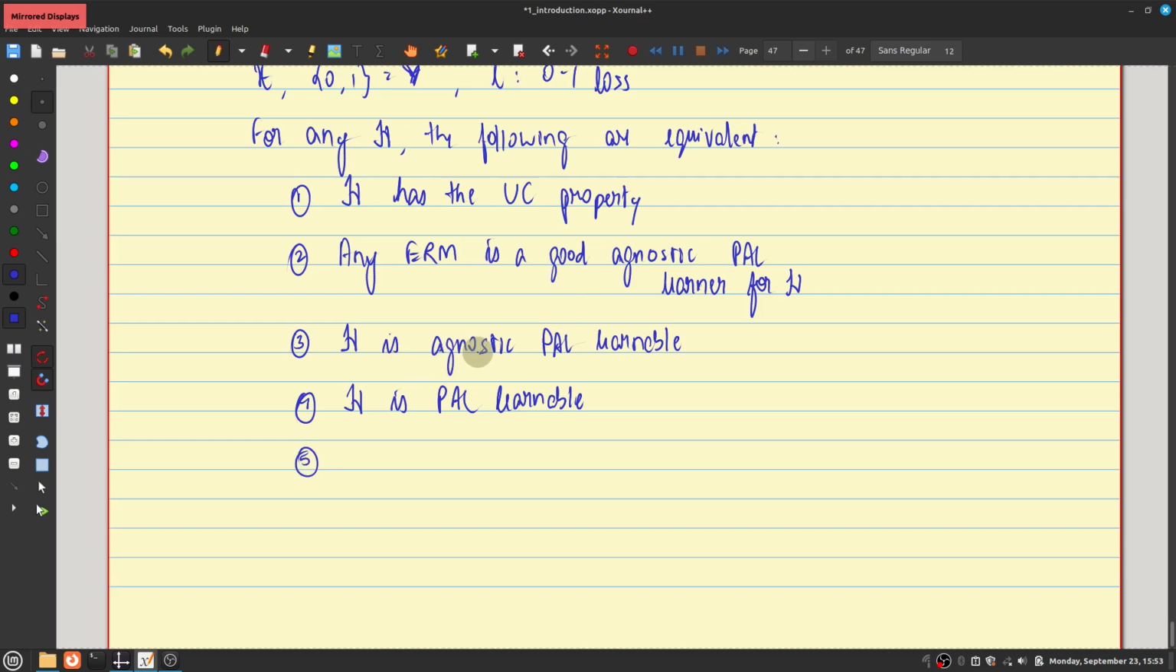So obviously, if it is agnostic PAC learnable, then it is PAC learnable. Because here you're looking at all possible joint distributions. But in the PAC case, it's a very specific case where the functional relationship between X and Y comes from H. So this is a very restrictive case compared to this. But somehow, magically, in the case of binary classification, it turns out that if it is PAC learnable, then it is also agnostic PAC learnable, which is surprising.